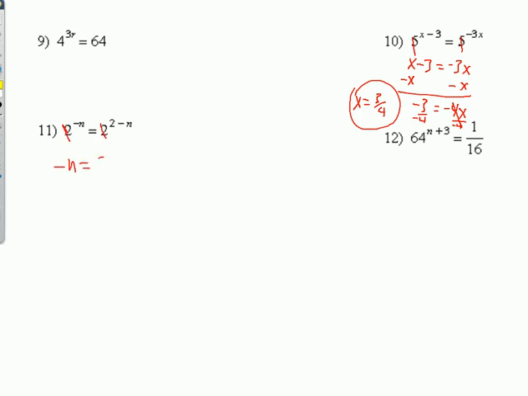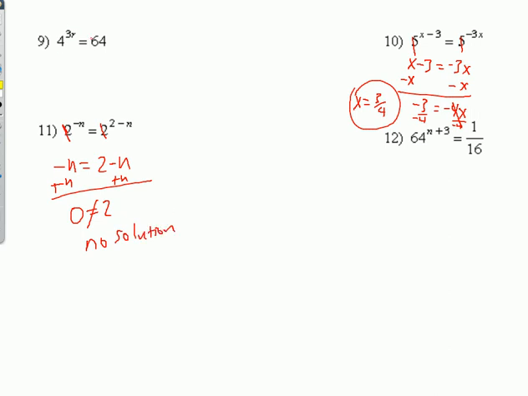Alright, here's another easy one. 2, cancel them out, negative n equals 2 minus n. I'm going to add n to both sides, add n, and I end up with 0 over there. The variable goes away. 0 equals 2. No variable. It's an untrue statement. This one is another one of those no solution type problems.